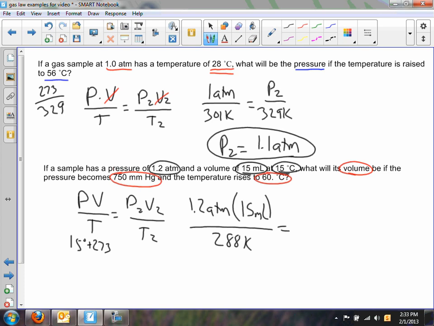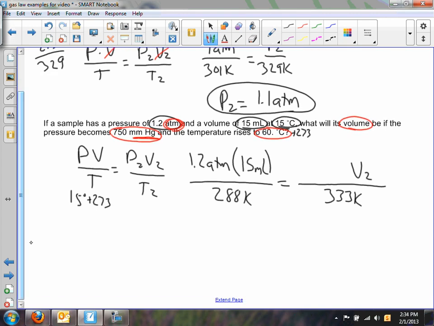That has to equal my new pressure times my new volume, which I don't know, times my new temperature. Well, 60 plus 273 equals 333 Kelvin. Notice the units on my pressures. I've got atmospheres here and millimeters of mercury. Well, they're not going to cancel out if they're not the same. So I need to take my 750 millimeters of mercury and convert that into atmospheres.